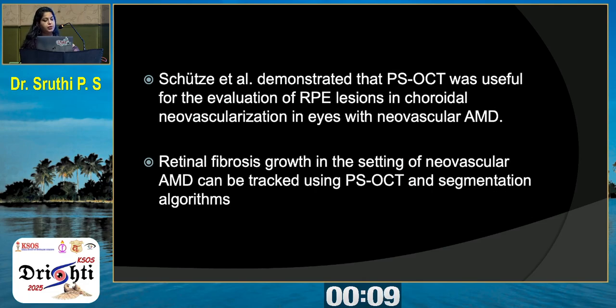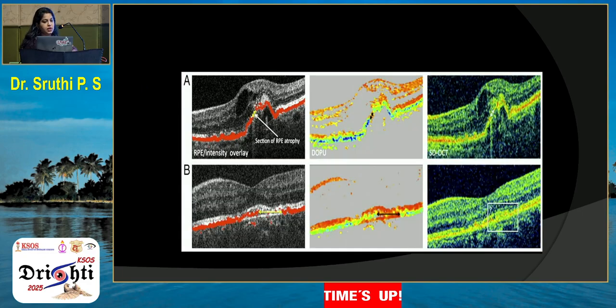Schuss et al. demonstrated that PS-OCT is useful for the evaluation of RPE changes and choroidal neovascularization in eyes with neovascular AMD, and the retinal fibrosis growth in the setting of neovascular AMD can be tracked with PS-OCT and segmentation algorithms. So this is a picture showing PS-OCT.